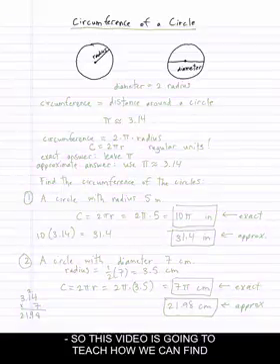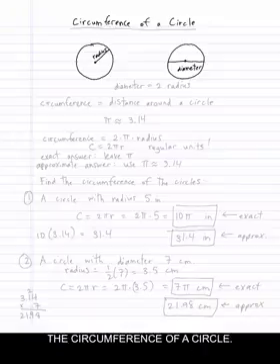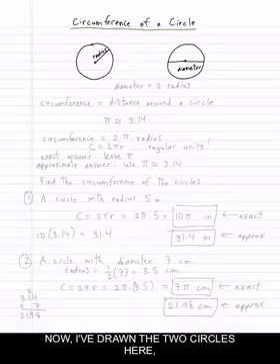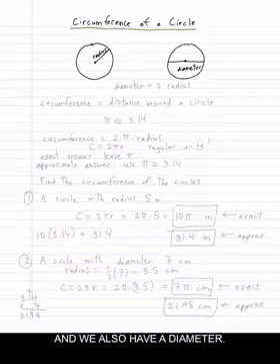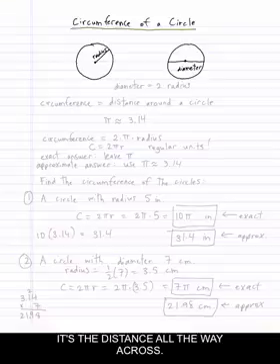So this video is going to teach how we can find the circumference of a circle. Now I've drawn two circles here, and just to talk a little bit about them, every circle has what we call a radius, and the radius is just the distance from the center to the outside. And we also have a diameter. Diameter is just twice the radius. It's the distance all the way across that goes through the middle.